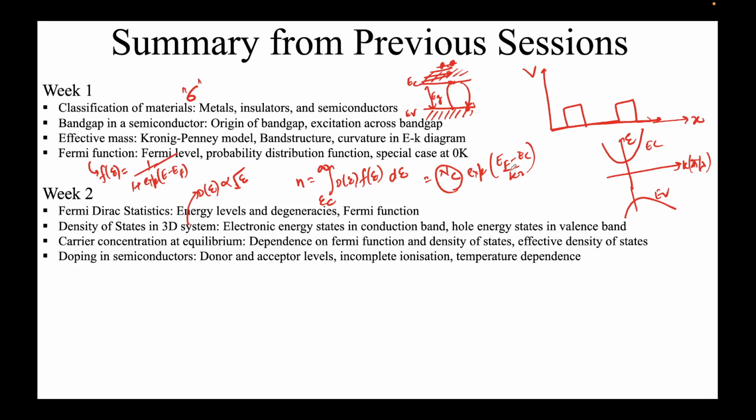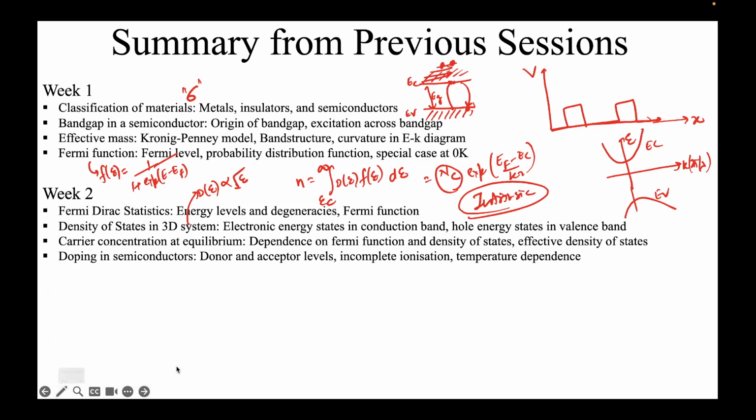Okay, and this was at equilibrium, that is, we are not applying any external bias or shining light and so on. But this is just for an intrinsic semiconductor. All this analysis was for an intrinsic semiconductor, that is, we are not adding any impurities or dopants as we call it.